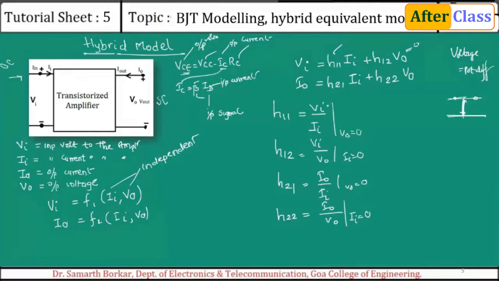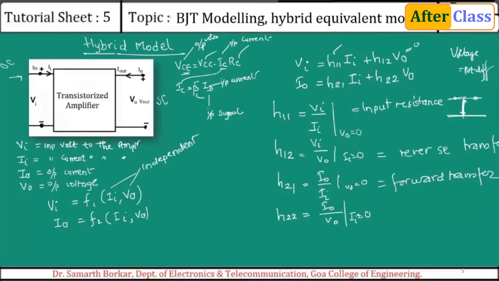Okay. Now this is what is referred to as input resistance. H22 is the output admittance. Output admittance. And admittance is expressed in mhos or Siemens. These are the units. For input resistance, the unit is kilo ohms. Typically, this value is 1 kilo ohm or 1.2 kilo ohms for input resistance. Output resistance is very high, that we'll discuss.